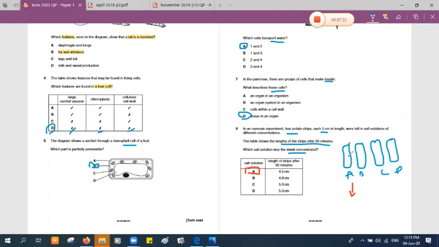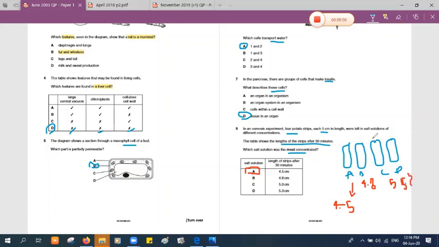This cell was 5 centimeters in length, right? So now its length decreased. It is 4.5. Okay, for B it is 4.8. For C it is still 5. For D it is still what? Still more than 5 actually.